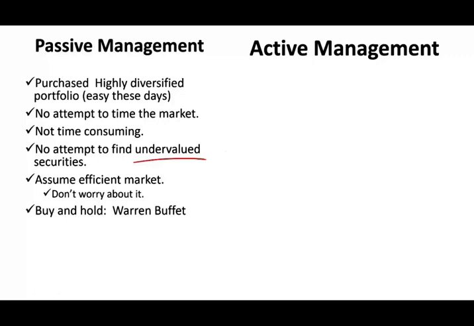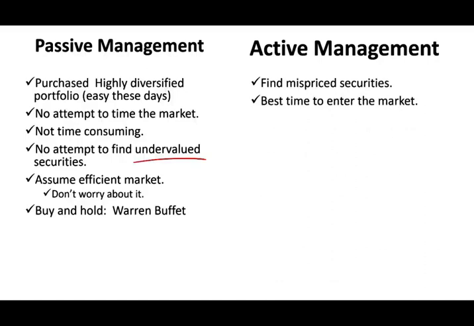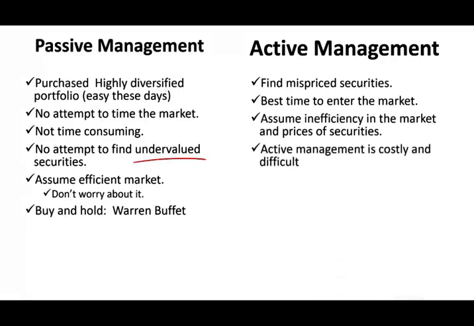Active investment is a little bit different. Now you are looking for mispriced securities. Securities either undervalued or overvalued. If they're overvalued, you can short them, and we'll talk about shorting stocks later on. So you are looking to find an opportunity to make more profit, more return than the market. And you are timing your entry. So you're looking when the market drops, or you think this is the best time to enter the market. Here you are assuming an inefficient market of prices of securities. So you are actively managing your portfolio. That's costly and difficult. That's not easy at all. But those are the two strategies that you could use.